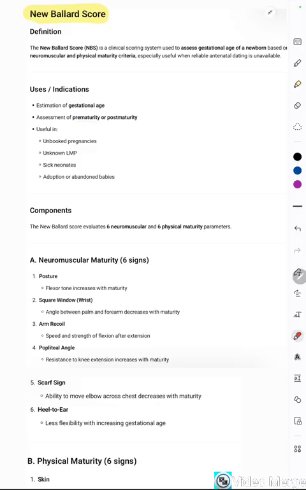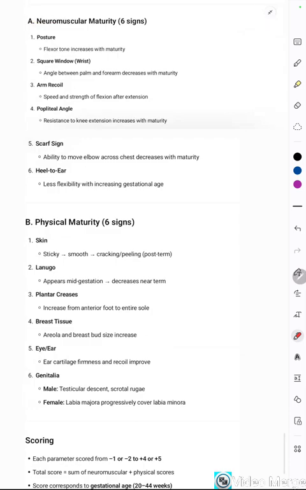The components: as I said, there are two components, neuromuscular and physical maturity. There are six in each. First, talking about the neuromuscular maturity, the first is the posture. A flexion posture is seen in case of a term infant, while in preterm infants there is going to be extension.